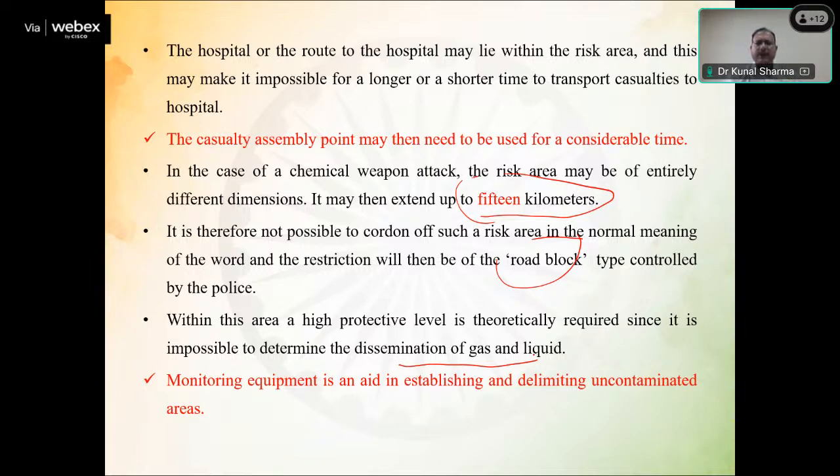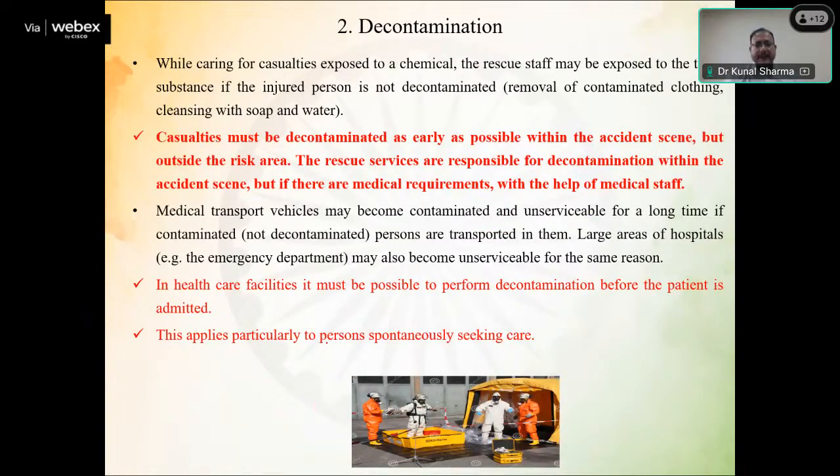Monitoring equipment is an aid in establishing and delimiting uncontaminated areas. For example, in radiation, you have seen the dosimeter part, which you have definitely been taught. In a dosimeter, what we read is the exposure quantity. So it is very easy for us to understand: okay, this much is the exposure, and we are safe up to this level, and we are not safe after a certain level. So this is the risk area type of thing.